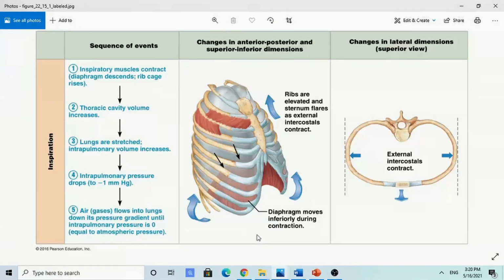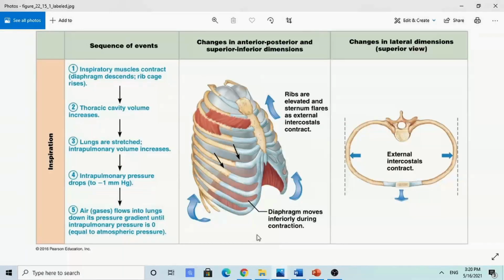Let's discuss the mechanism of breathing. This picture is intended to show you what happens during inhalation and exhalation. The mechanism of breathing is about the process which happens during inhalation and exhalation, or during breathing in and breathing out. There are basic rules we need to know in order to understand the mechanism of breathing.